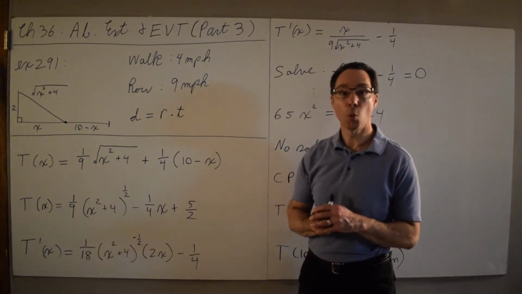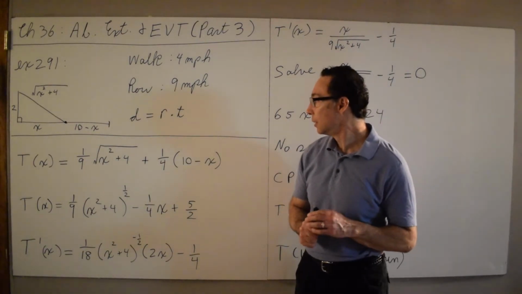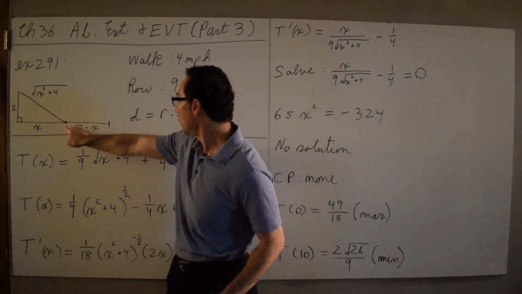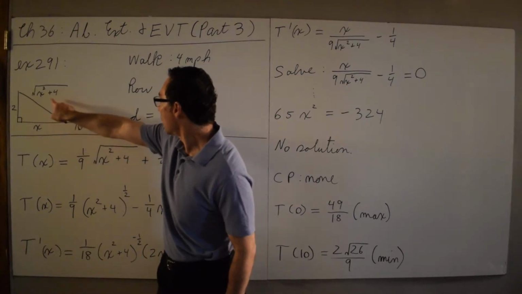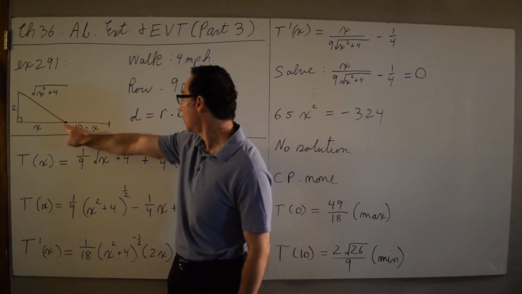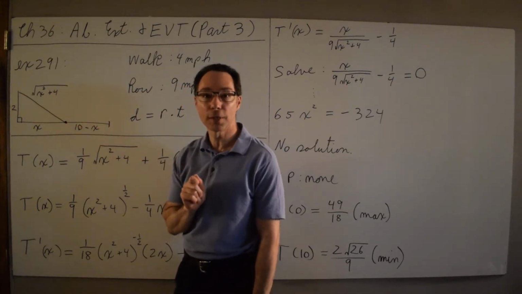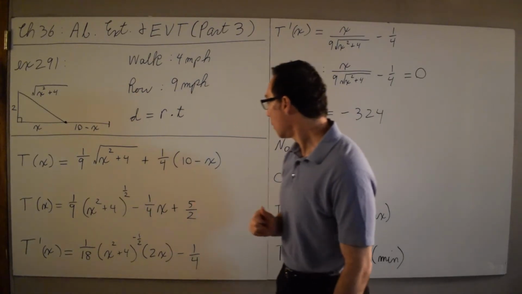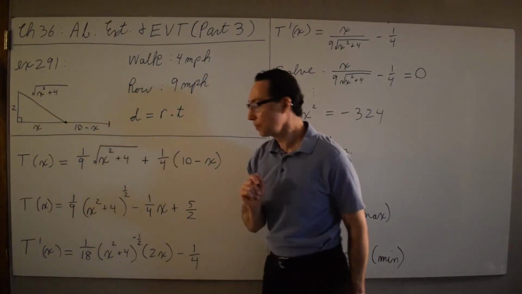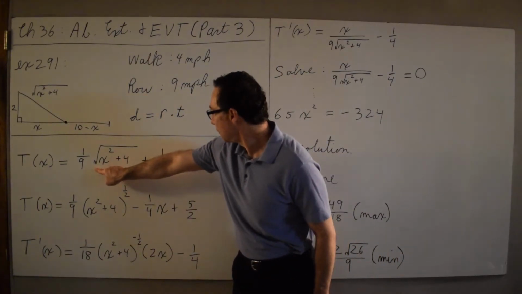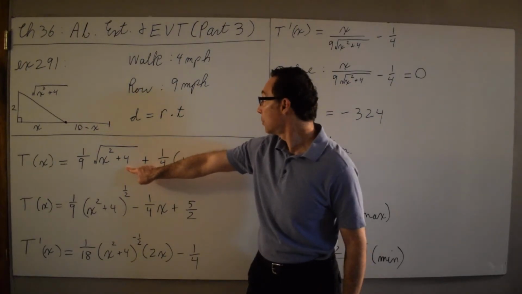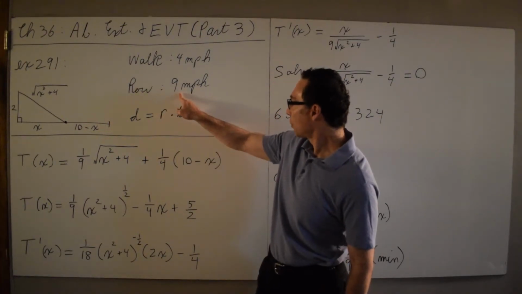Okay, so what is the time that it takes? Well, this decision results in this distance. We use the Pythagorean theorem. So this is the square root of x squared plus 4. That is the distance that he will row, and then 10 minus x is the distance that he will walk. So how long will it take to get from this point to this point? Well, we row the square root of x squared plus 4. That's the distance that he rows. He can row at 9 miles per hour.